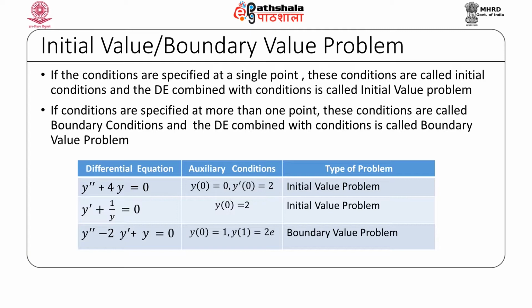Let us look at the third equation in the table, y double dash minus 2y dash plus y equal to 0. Here in the solution there are two constants, we need two conditions. So, the two conditions are y(0) is 1 and y(1) is 2e. Here the conditions are given at two different points, namely at 0 and 1, and so this differential equation combined with these two conditions will be called a boundary value problem.